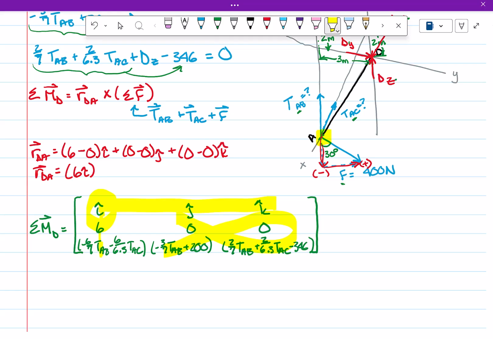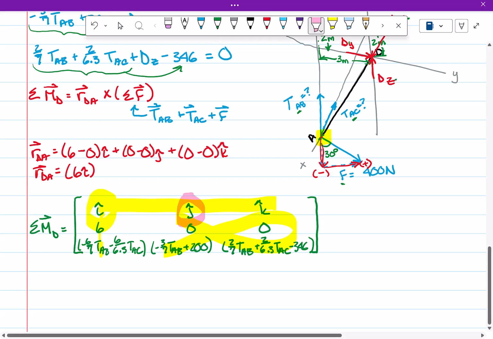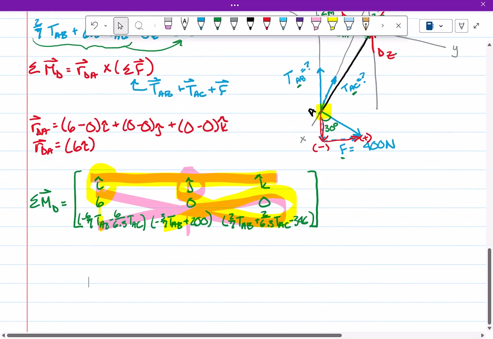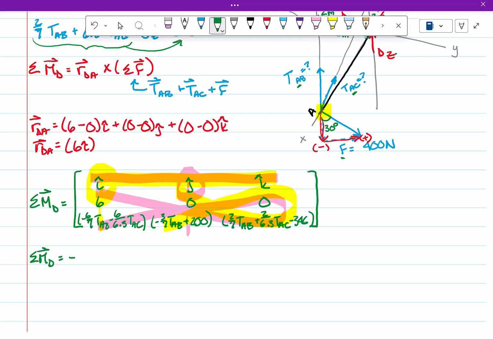The other two will have components because when I look at j, I don't consider that, I don't consider that, but look, I have 6 times this component, 0 times that component. So we will have, and of course, since that's j, that's negative. So let's say the sum of the moment about D is equal to negative, because this is a j component, 6 times 2/7 TAB plus 2/6.3 TAC minus 346.4. That's our j.